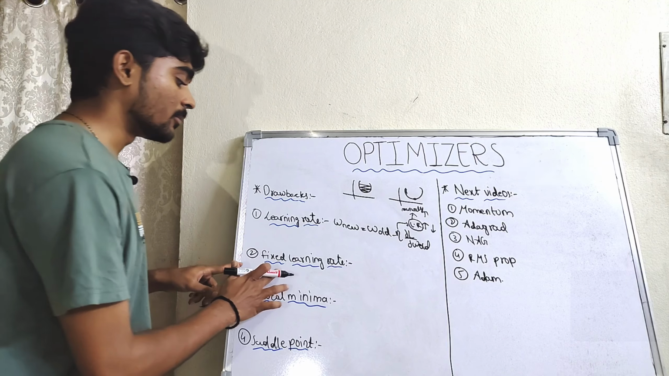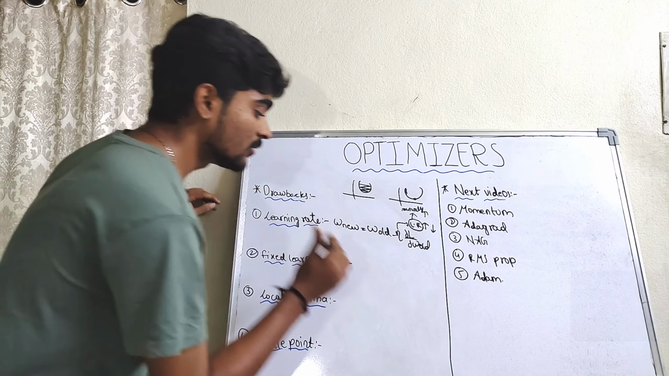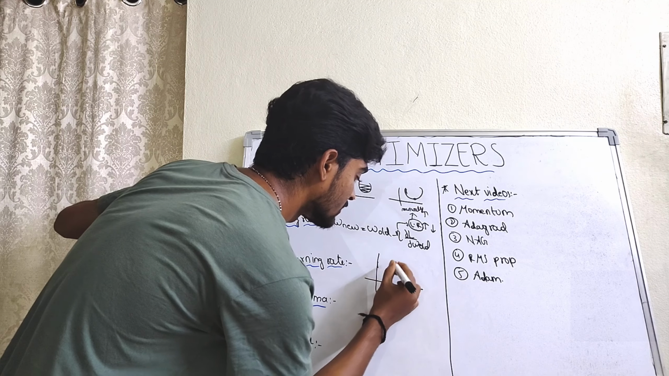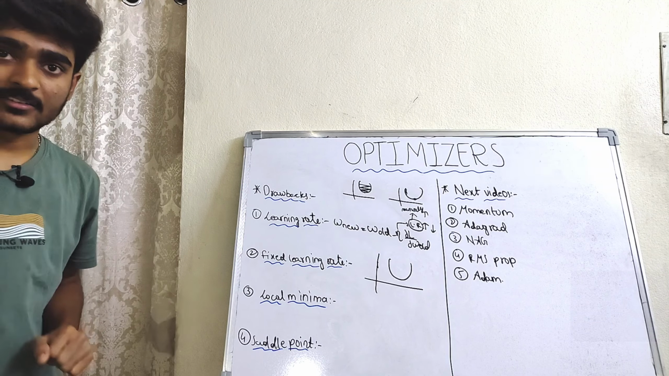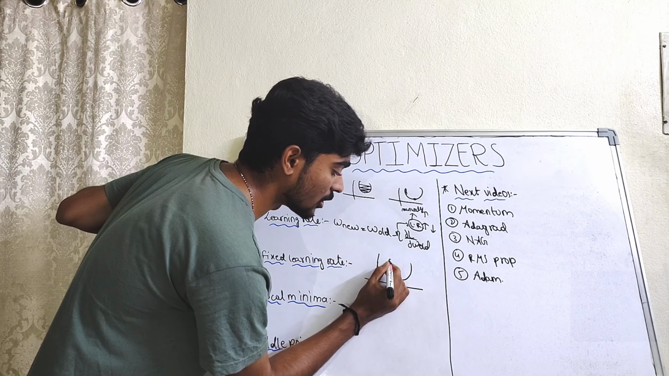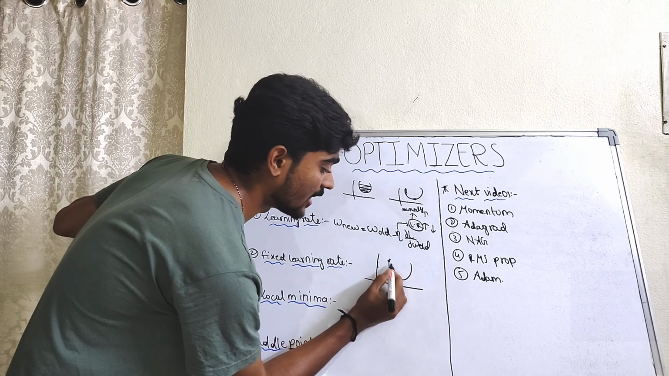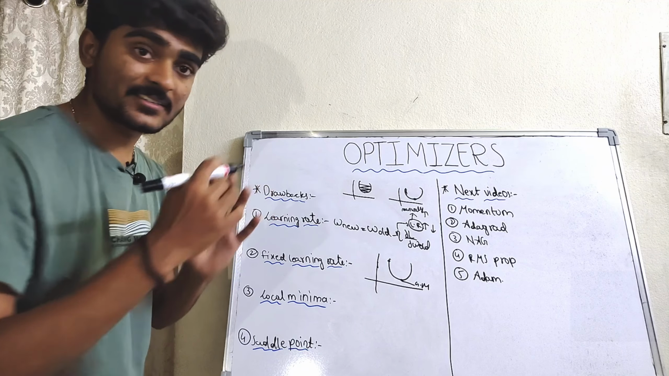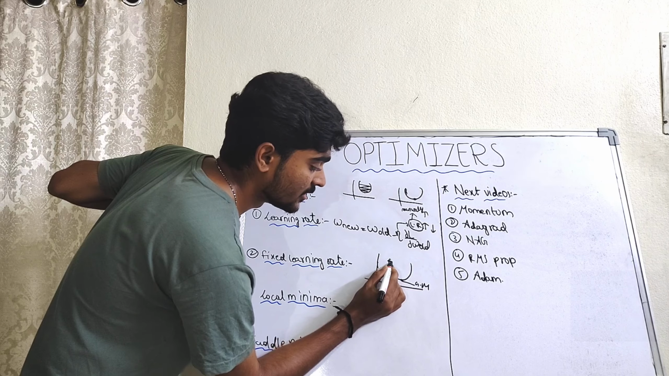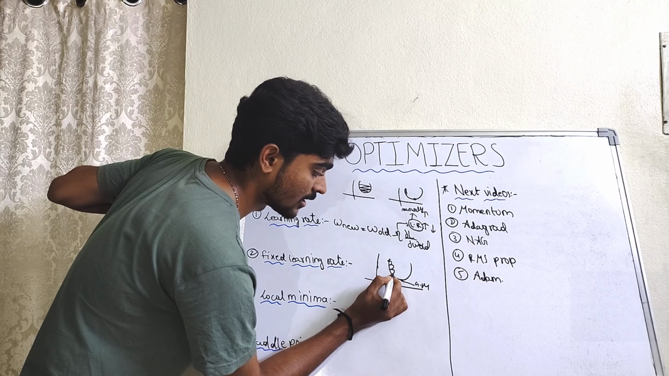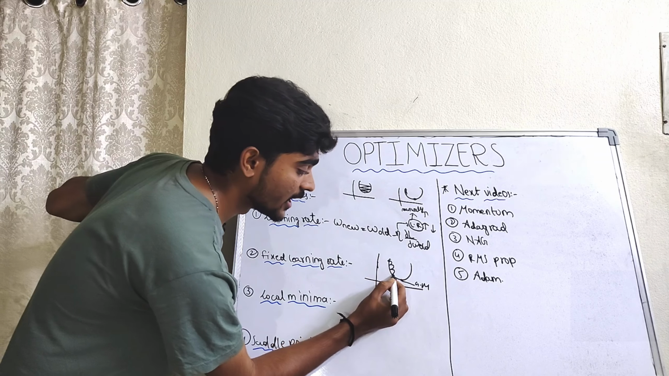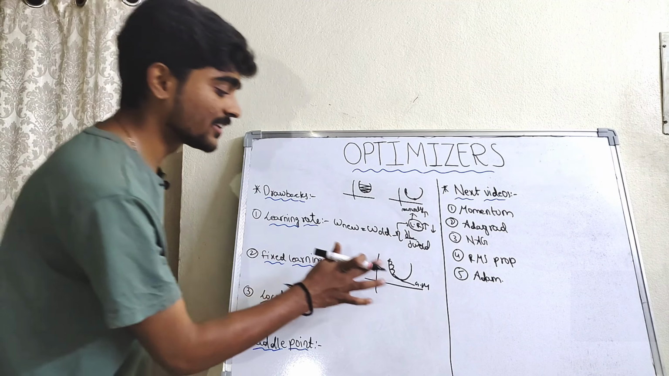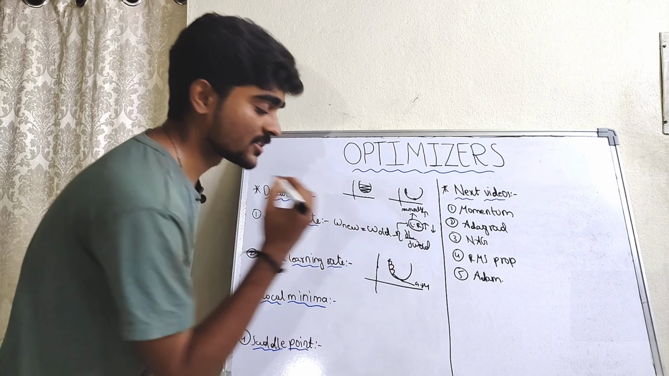Now the second problem is the fixed learning rate. Let's say this is the gradient descent curve. The gradient descent algorithm must start from here and reach this global minimum point. To reach it, initially it must take larger steps, and as it nears the global minimum point, it must take smaller steps.